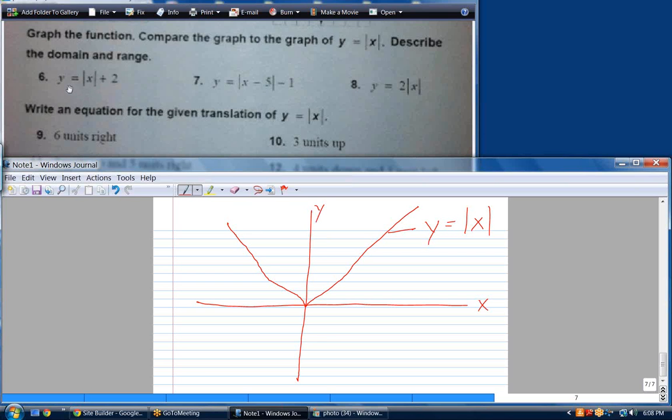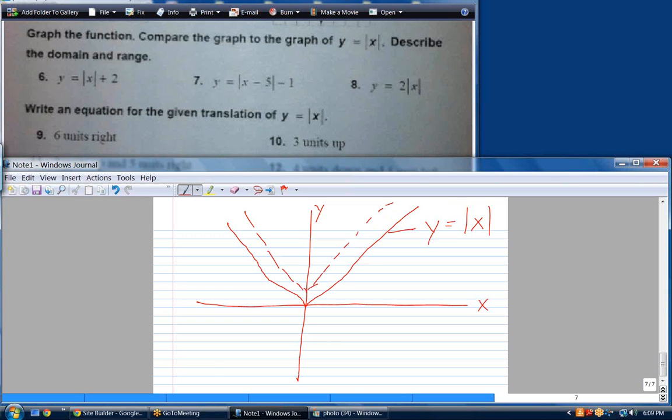So, what would you think y equals absolute value of x plus 2 would be? When they add a number to the end of the function, what is it? It moves horizontally? No. Vertically? Yep. When it's on the end, it's a vertical shift. So to plot this function, well, they don't really say graph it, but we will. In other words, I just take the parent function and I move it up 2 units.